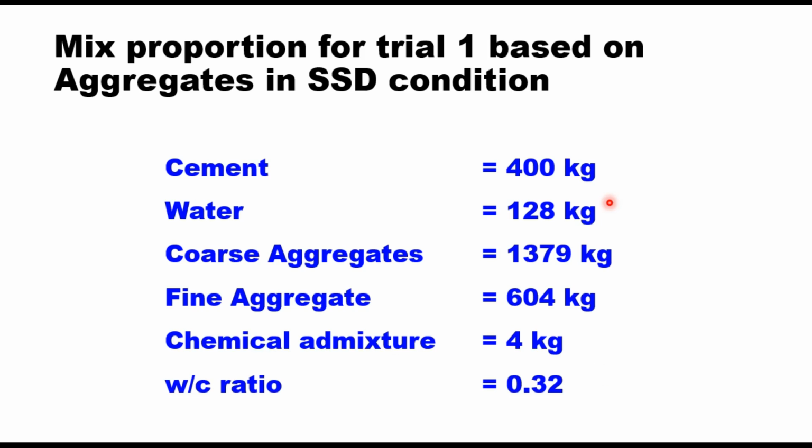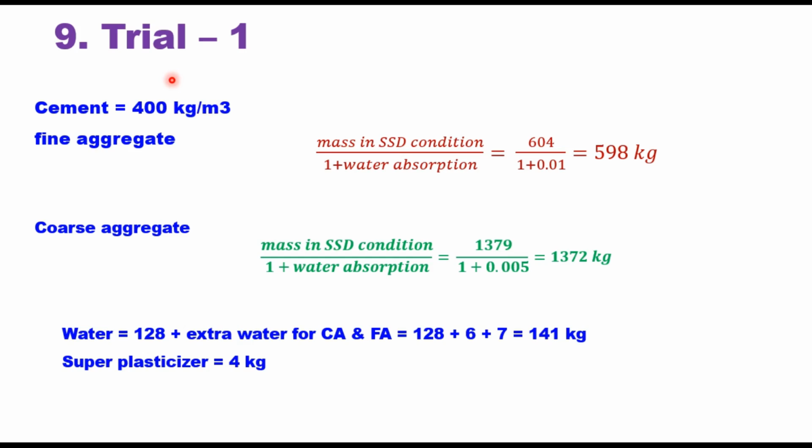But when you make the trial, we should determine these weights of coarse aggregate and fine aggregate in their dry condition. For trial 1, based on dry aggregate condition, cement is 400 kg per meter cube, no change. But fine aggregate will now be 604 divided by 1 plus 1% water absorption. That is 598. 598 will be the dry aggregate, 604 will be the aggregate in SSD condition. Similarly, coarse aggregate 1379 divided by 1 plus 0.5% water absorption, that is 1372 kg.